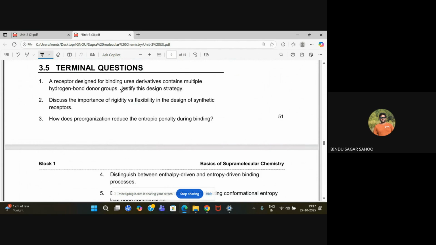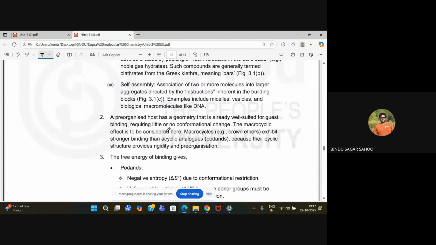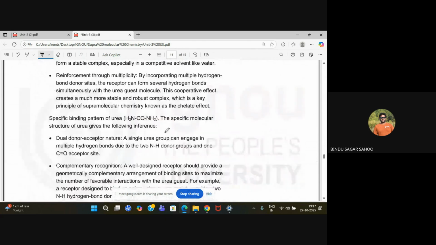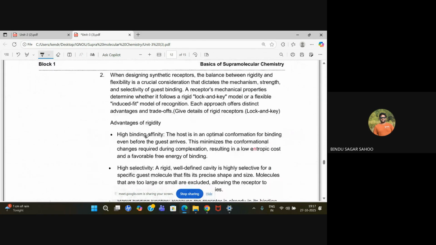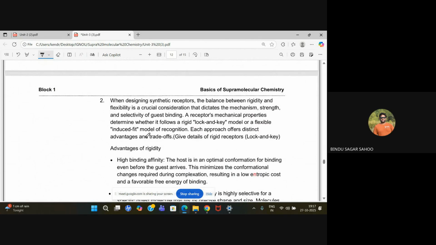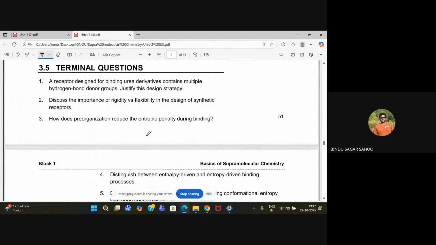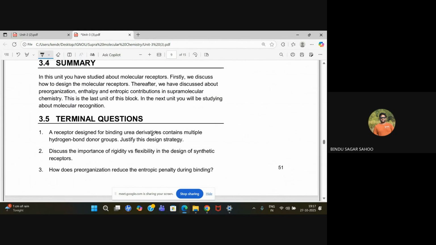Discuss the importance of rigidity and flexibility in the design of synthetic receptors. I already told you we are taking the comparison of three compounds: one is podand, another is crown ether, another is cryptand also. When you take the podand molecules, no doubt, this is an open chain structure. The rigidity is less, but flexibility is more. When the flexibility is more, there will be less electronic repulsion between the donor atoms.